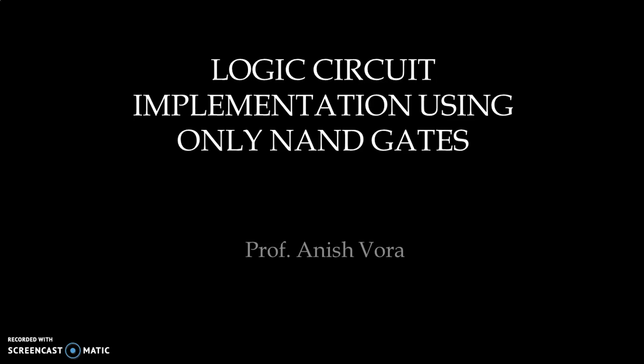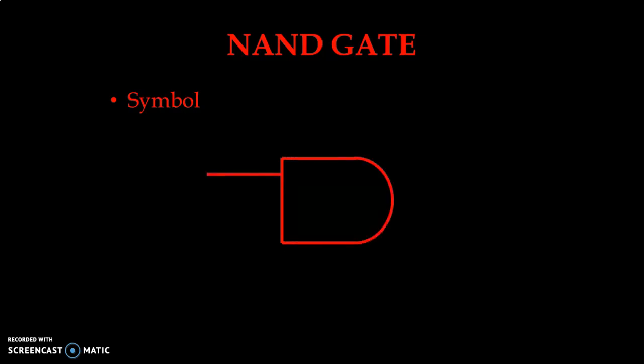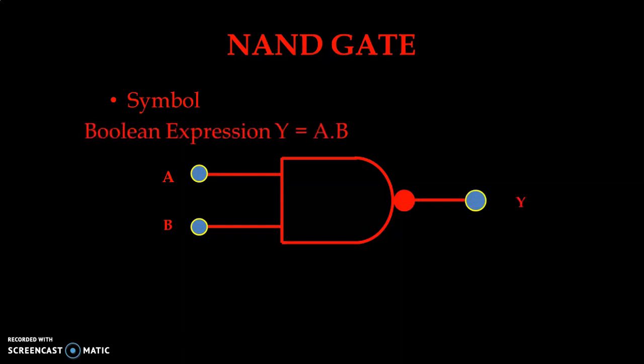In this video lecture, we will study logic circuit implementation using only NAND gates. Before we start actual implementation using NAND gate, let us revise NAND gate. We have a symbol for NAND gate. We have two inputs, A and B, and output, that is Y. We can write Boolean expression for the NAND gate, that is Y is equal to (A dot B) bar.